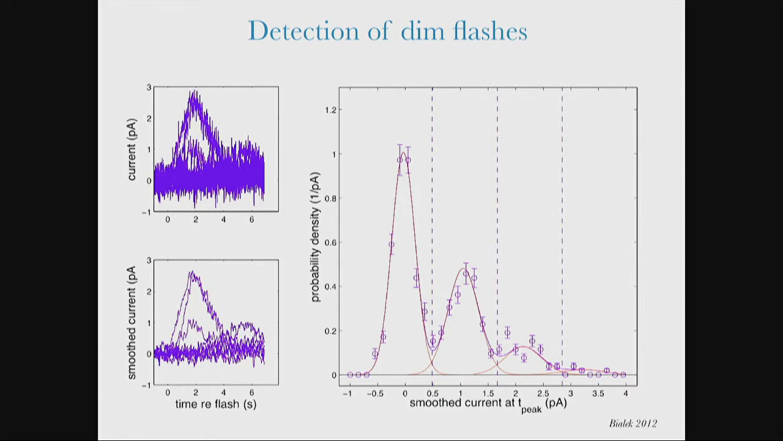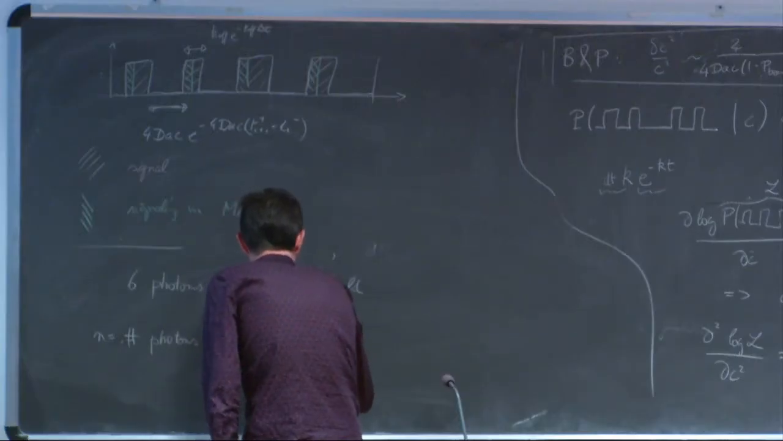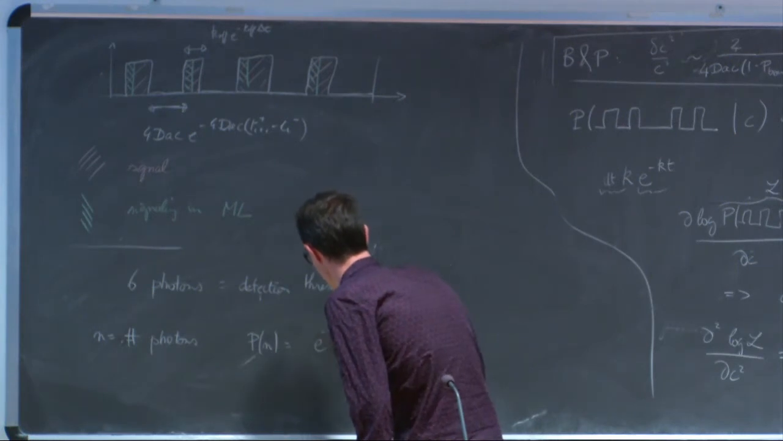You can really separate these peaks, which means you can really delineate single photons. That's the important point. But it goes even a bit further than that. When you use these very dim flashes generated by a laser, what you actually know is that the number of photons impinging on the photoreceptor should be Poisson distributed. So if n is the number of photons, P of n should be something like this.